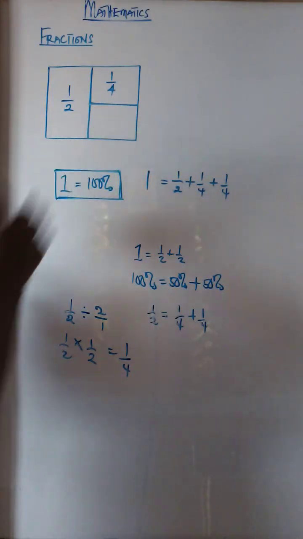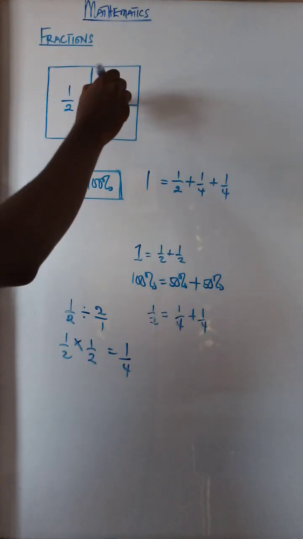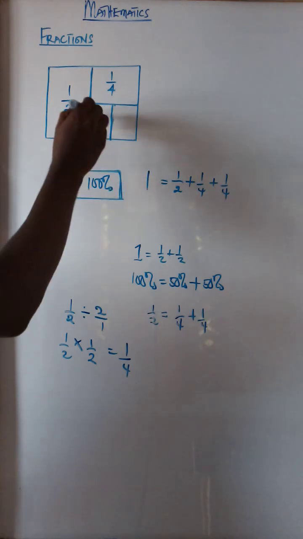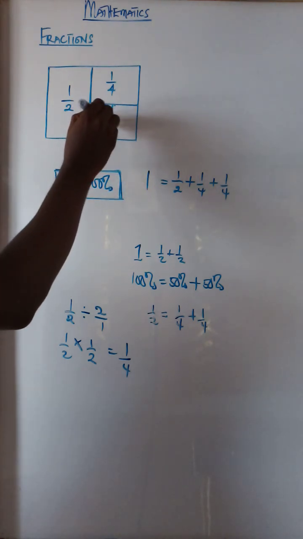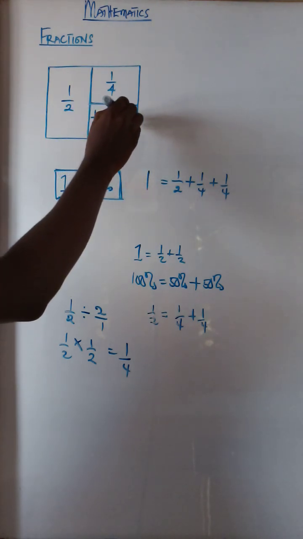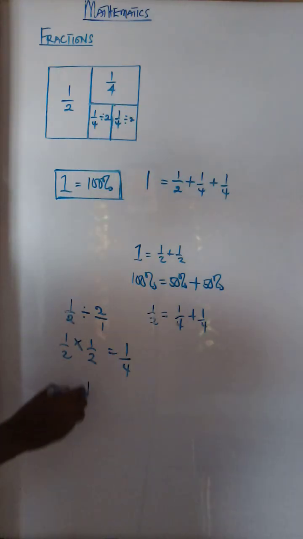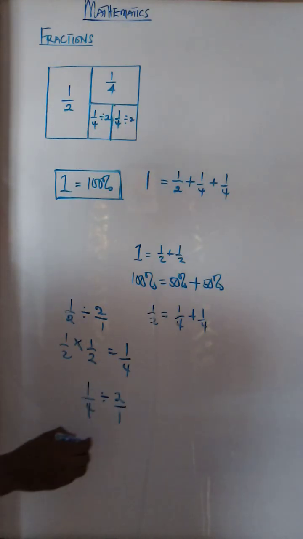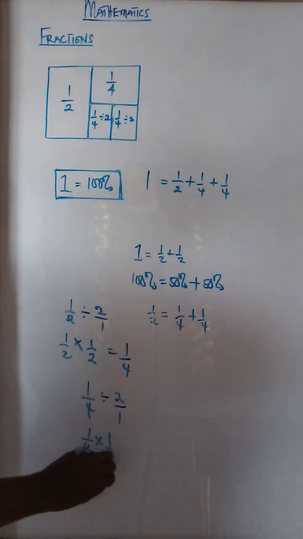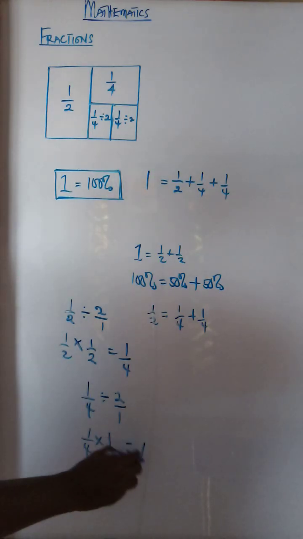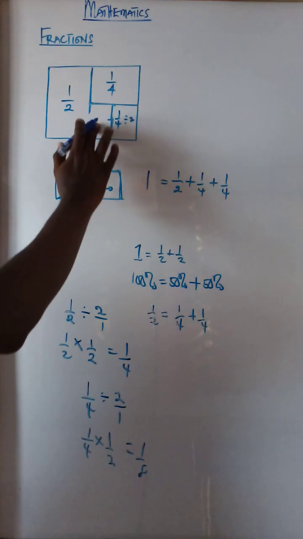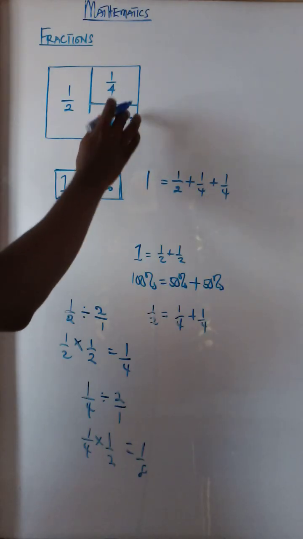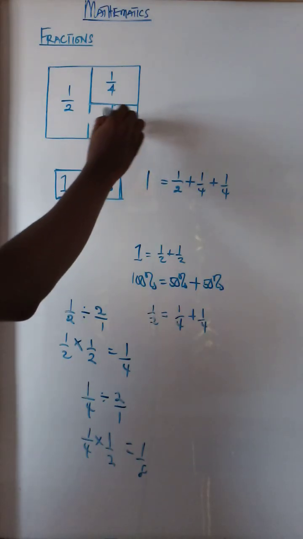Let's divide it into 2. Everything was 1 over 4, so 1 over 4 here has been divided into 2. Same thing here, into 2. If we divide 1 over 4 by 2, which is 2 over 1, that's 1 over 4 times 1 over 2. 2 times 4 is 8. That is 1 over 8. It means this side is 1 over 8, and this side is 1 over 8.